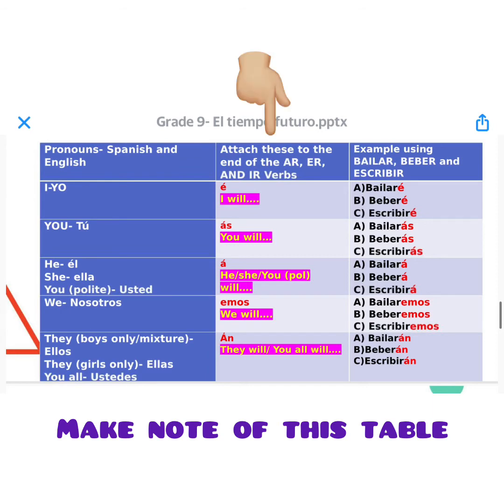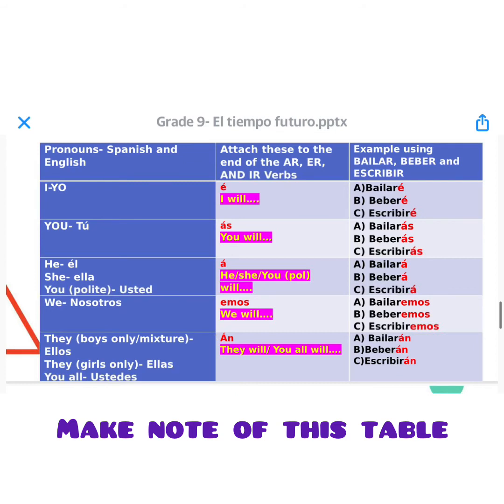Whenever you want to say, I will do something, then we would add an é to the end of the verb. If you want to say you will do something, we would add ás. If you want to say he will do something or she will do something or you, the polite version, will do something, we will add á. If you want to say we will do something, then you would add emos. And if you want to say they will do something, then you will add án.